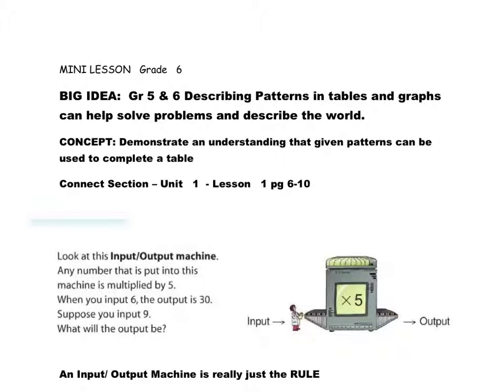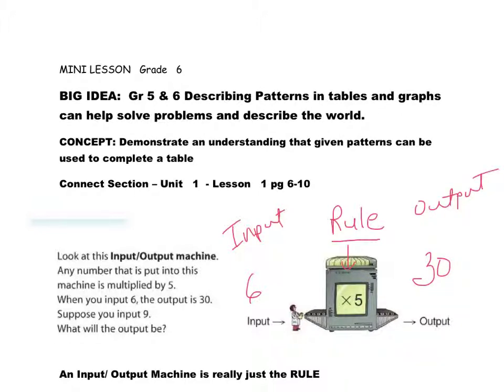All right, first of all, we're going to start by looking at an input-output machine, which really is the same thing as our rule. An input-output machine gives us our rule. We can put any number into it, such as 6. That would be our input, our number that we are putting in. Our rule that we are applying is times 5. 6 times 5 is 30. 30 would be our output.